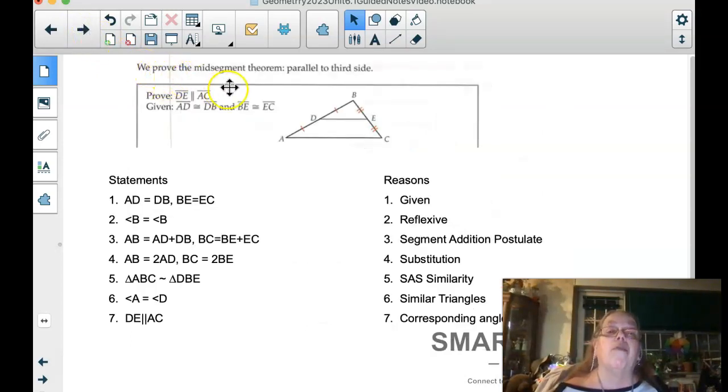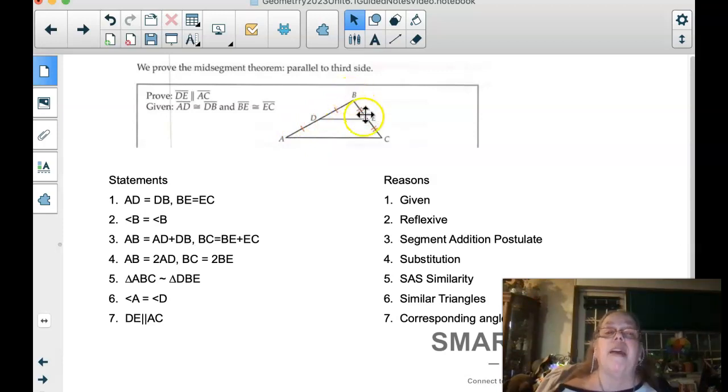All right, we're going to prove the mid-segment theorem. And notice here I used 7 steps. On the next page, you're going to see what they did. It's a little confusing, but whatever. So, we're given that AD is congruent to DB.